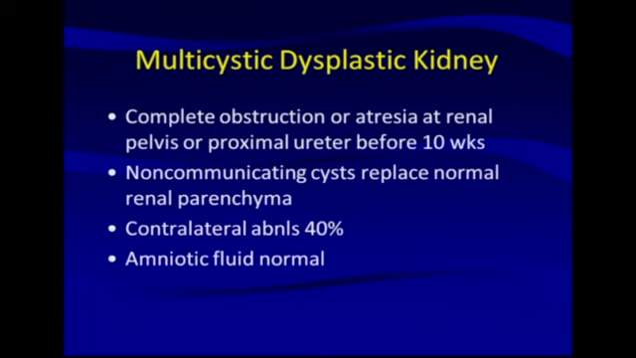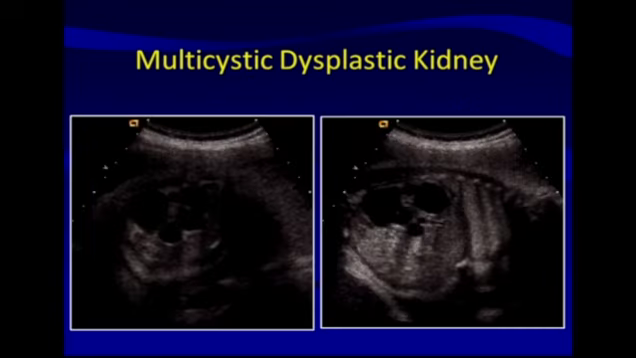And fortunately, the other kidney is normal, will generate urine, and there will be a normal amount of amniotic fluid. In some cases, particularly UPJ obstruction can be seen in the contralateral kidney. So when you see multicystic dysplastic kidney, you need to look at the other kidney for contralateral abnormalities. And here's an example of a multicystic dysplastic kidney.